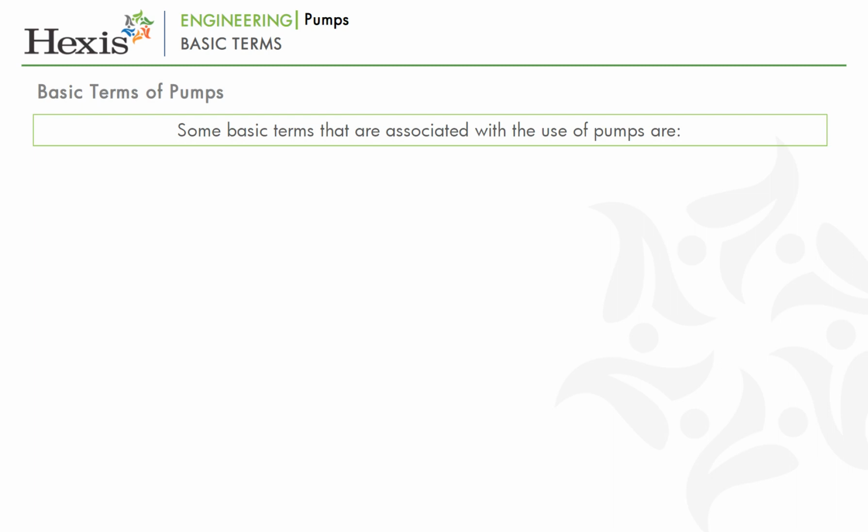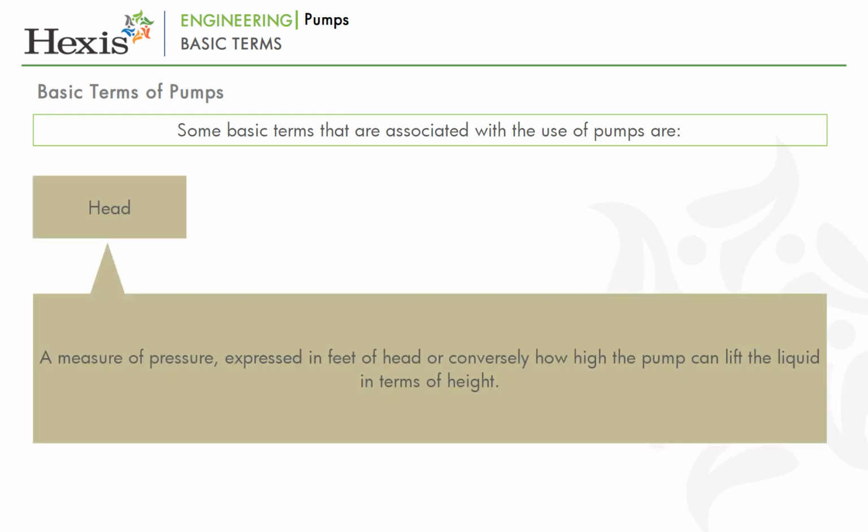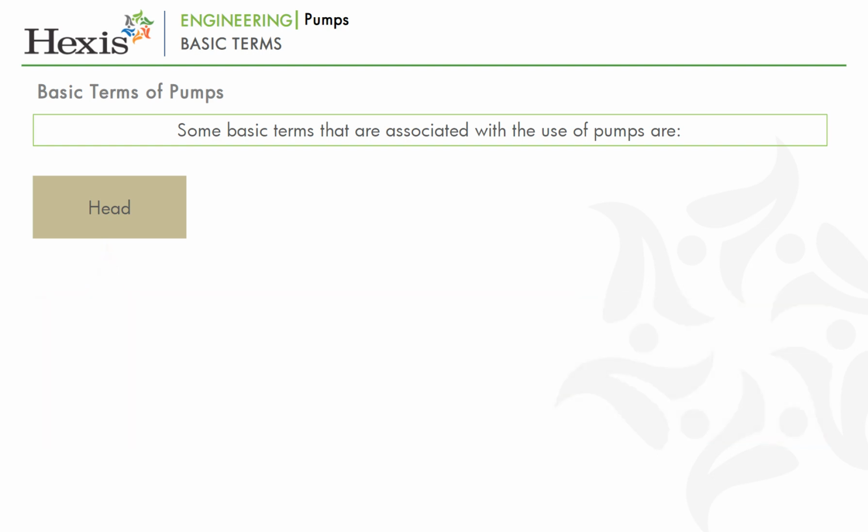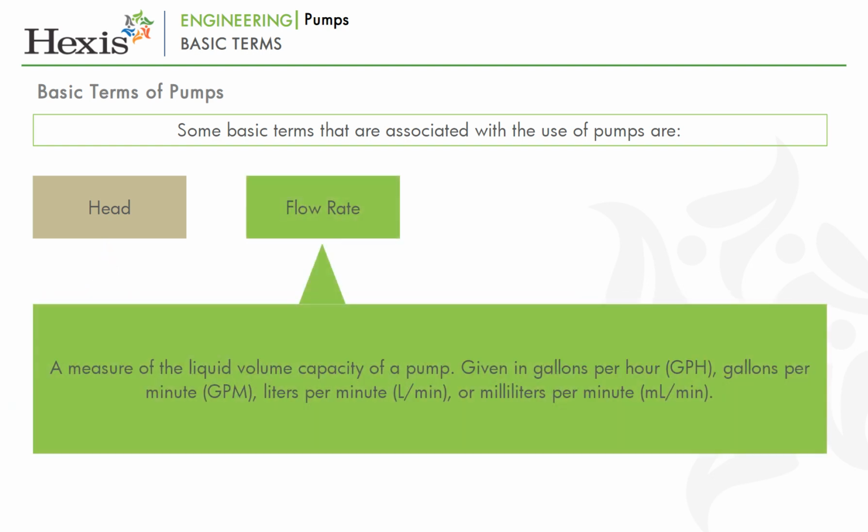There are some basic terms that are associated with the use of pumps in the industry that need to be understood. They are as follows. Head, a measure of pressure expressed in feet of head, or conversely, how high the pump can lift the liquid in terms of height. Flow rate, a measure of the liquid volume capacity of a pump, given in gallons per hour, that is GPH, gallons per minute, that is GPM, liters per minute, that is L per minute, or milliliters per minute, that is ml per minute.